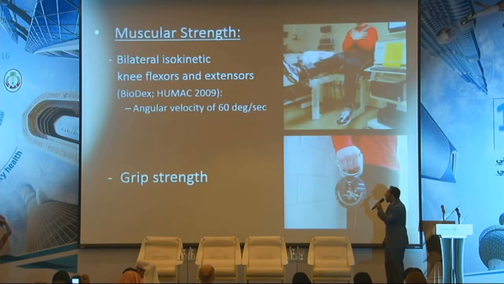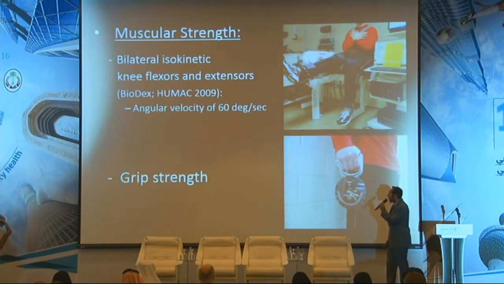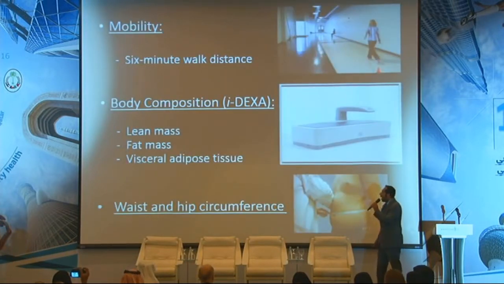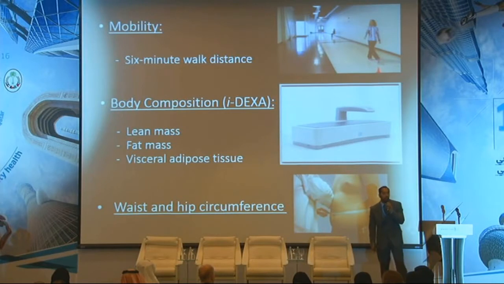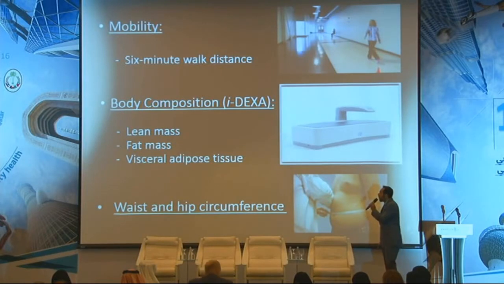I also measured their strength, upper and lower body, using the Biodex for the lower body at an angular velocity of 60 degrees per second, and I measured their upper body strength using a hand grip. For mobility, I used a 6-minute walk test. Basically, participants walk as fast as they can for 6 minutes, and my job is to measure the distance they covered in 6 minutes. I also measured lean mass, fat mass, and visceral adipose tissue using body composition DEXA, and also their waist and hip circumference.